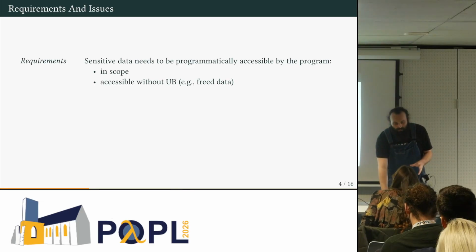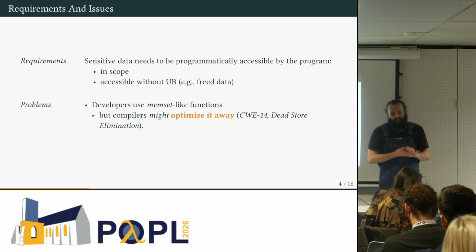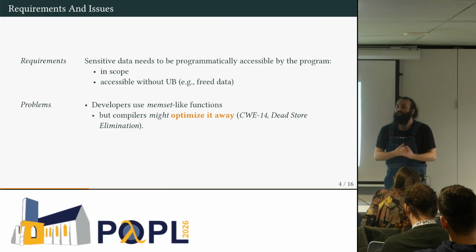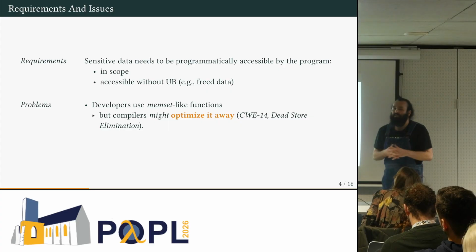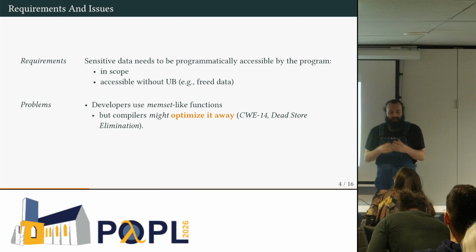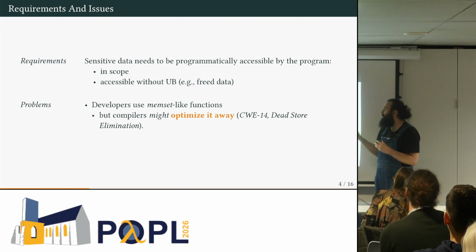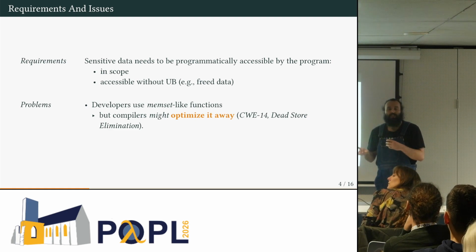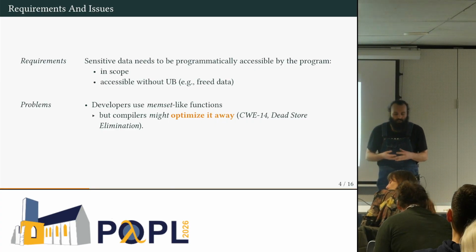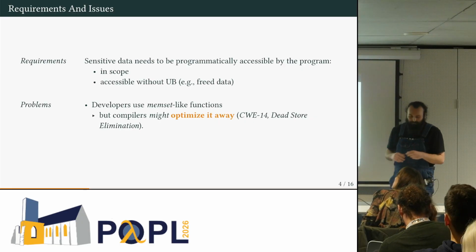Besides those requirements, you also have some problems, such as the fact that compilers are quite aggressive regarding optimizations. For example, they are more and more aware of memset-like functions. So they might just remove calls to memset functions if they see that the variable you're using with the memset function is not read afterward. That's known as the dead store elimination problem.